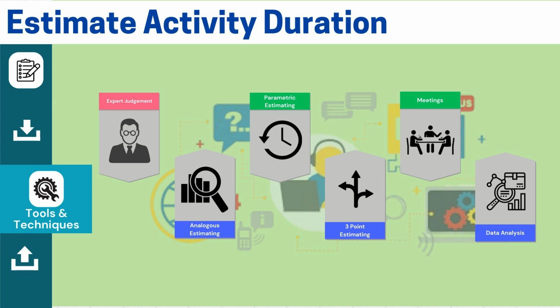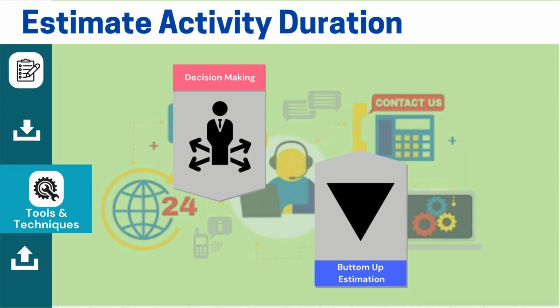3-point estimation, also known as the Program Evaluation and Review Technique, PERT, considers the most likely, pessimistic, and optimistic estimates to determine the final duration. Meetings help involve stakeholders, while data analysis ensures we factor in previous constraints. Decision-making techniques are also important. For instance, a make or buy decision affects scheduling. How long will it take if we buy a solution versus if we build it ourselves?